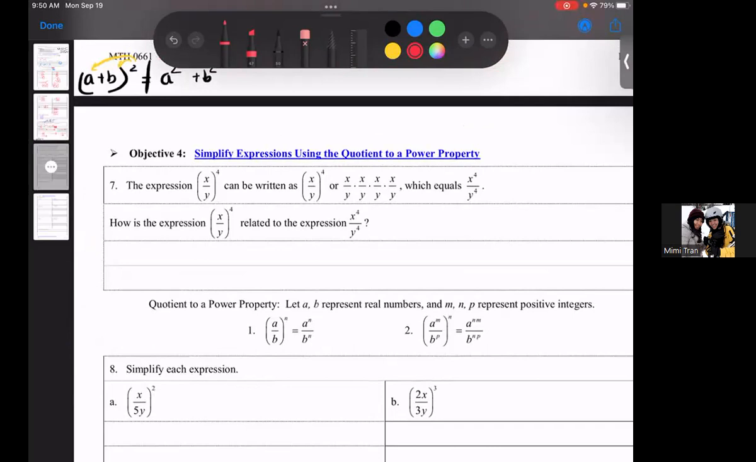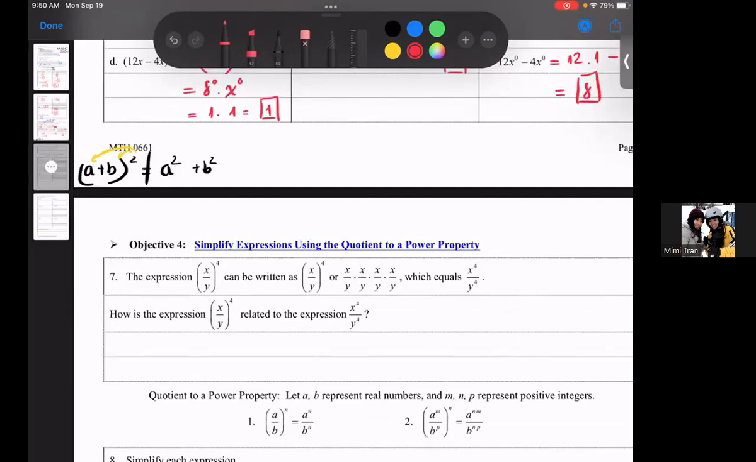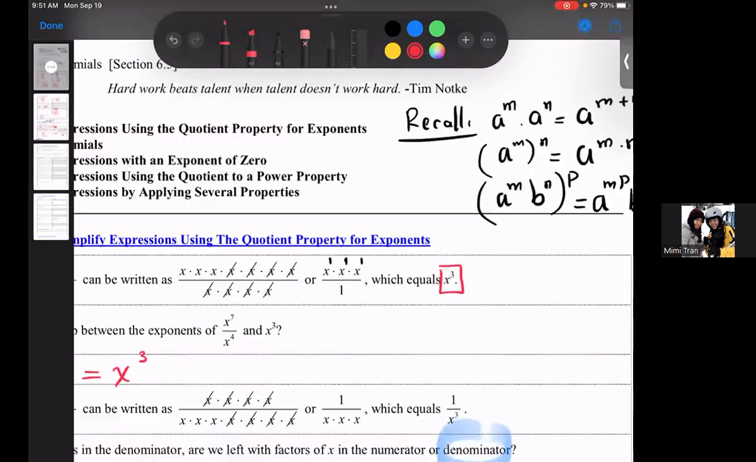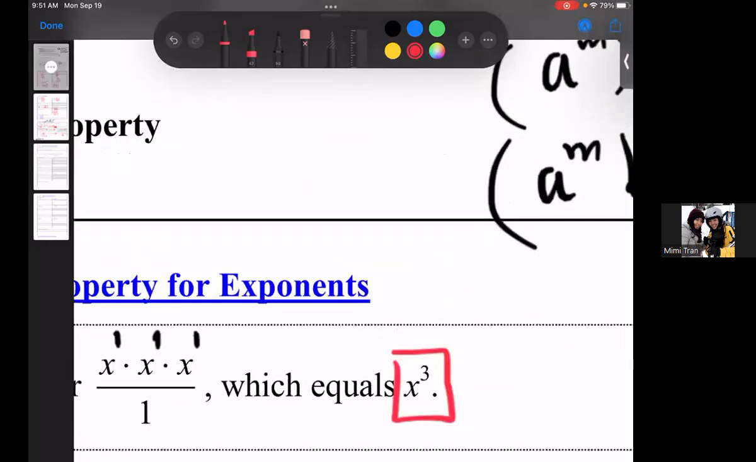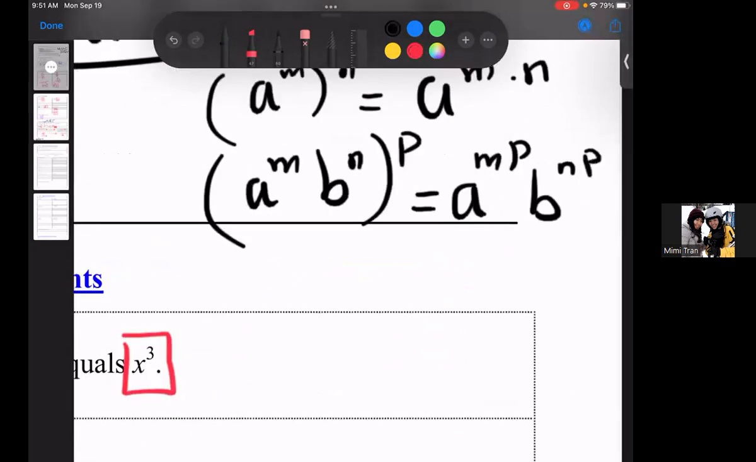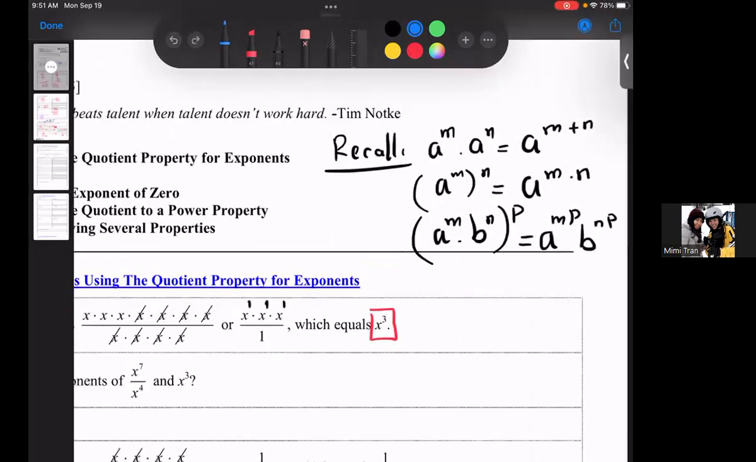Next objective. All right. Before I go to objective 4, I want to come back to the one I recalled in the beginning. Rule number 3, the very bottom one. If I have a to the m times b to the n and outside p, I can distribute the p to each of the powers of each factor, right? Same thing if I have division, I do the same thing. So that's what objective 4 is all about.